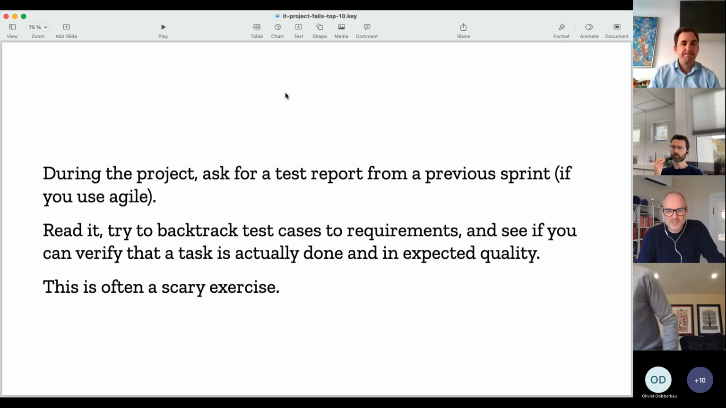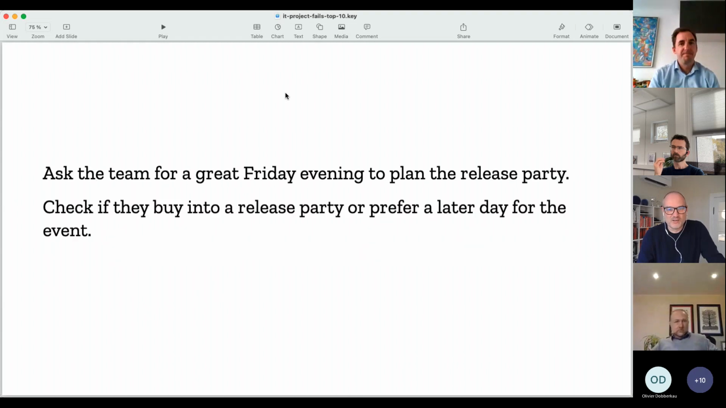And then the last trick is super simple. You simply ask, should we go out and have a party the Friday evening after release, would that be a great day? And then the most experienced developers in the team, they'll probably say, I think we should have this a month later. And then you know it's not going to meet the deadline.